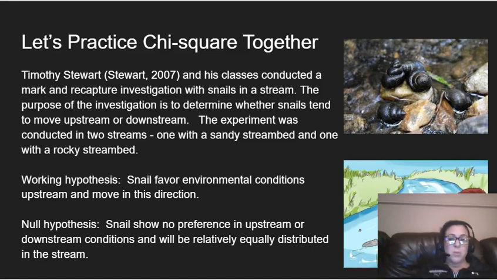And just to remind you, our alternative or our working hypothesis was that the snails would favor upstream and we would find more of those snails when we recaptured them in the upstream environment. And our null hypothesis would be the no effect. Snails would have no preference. They don't care if they're upstream or downstream. And because of that, they're going to be pretty much relatively evenly distributed throughout the stream.